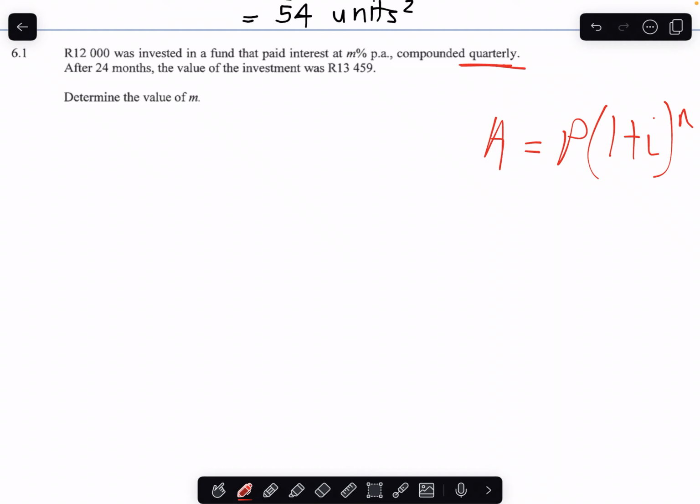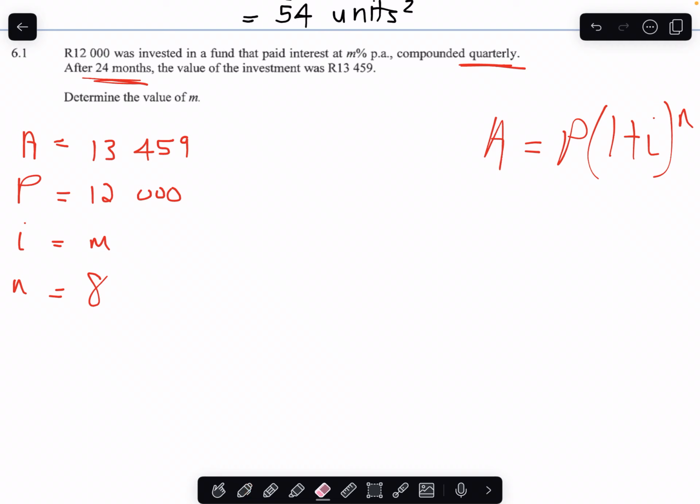Okay, so now let's figure out what we know. We know that the amount we ended up with is 13,459. The amount we started with is 12,000. i is unknown, that's the M. And then n, remember the compounding is happening quarterly, so we need to count how many quarters are in 24 months. 1 quarter has 3 months, so that means we have 8 quarters.